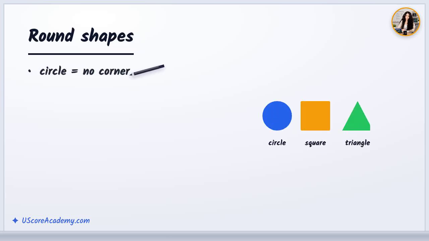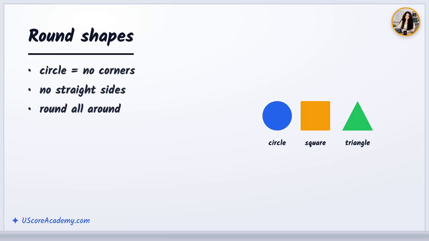A circle is special. It has no corners and no straight sides. It is round all the way around. Some shapes are pointy and some are smooth.